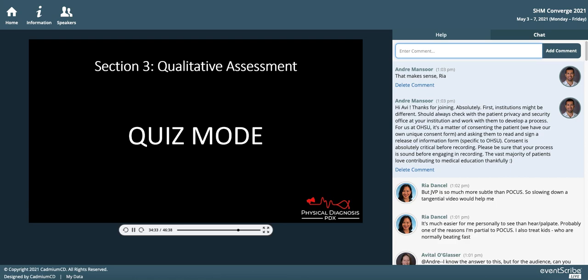If it's occurring with every beat, that makes Canon A less likely. So then you're dealing with giant A wave versus CV fusion. From there, you can say, okay, how many troughs are there? If two troughs are present, it's a giant A wave. If there's only one trough, then it's a CV fusion wave. The other thing that you should pay attention to when you're watching these videos is respiratory variation. Does the JVP vary with respiration?